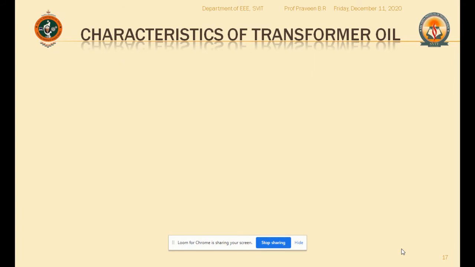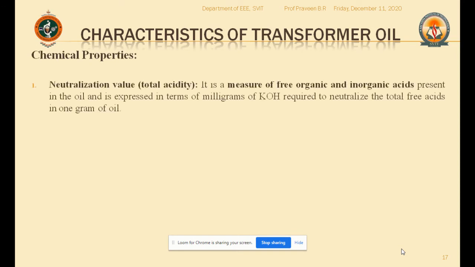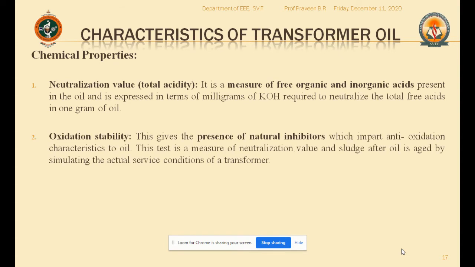Coming to the last characteristic, that is chemical characteristics. There are points which you have to remember under chemical properties. One is the neutralization value. What do you mean by neutralization value? It is defined as the measure of the free organic and inorganic acids which are present in the oil, and they are expressed in milligrams of KOH required to neutralize the total free acids in 1 gram of oil. Coming to the second point, the stability.